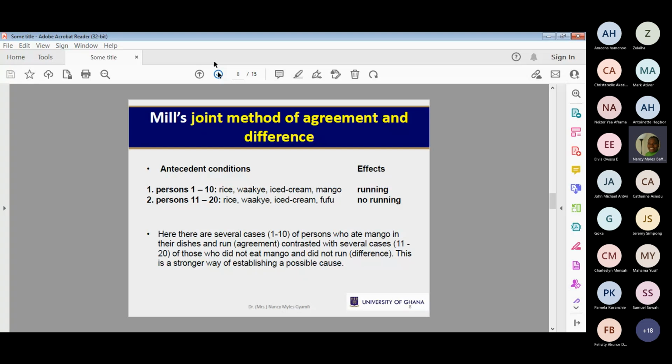That is the joint method of agreement and difference. And so we tell you that this is a stronger way of establishing a possible cause. After you detected that wherever there was mango, the people were running, that's a method of agreement. Then you strengthen it and say, okay, the degree of probability is not so certain yet. Let me contrast it and see, what about those who didn't take the mango?